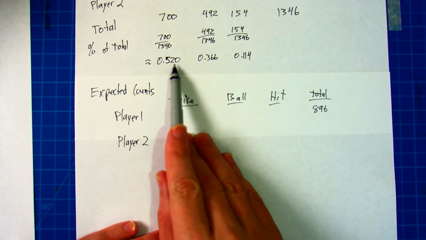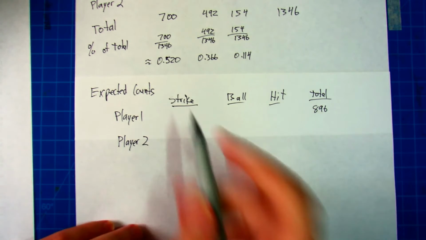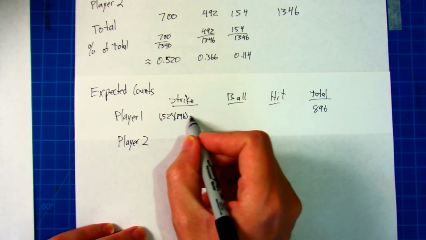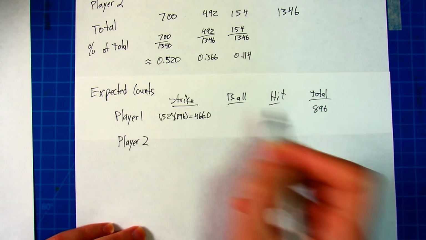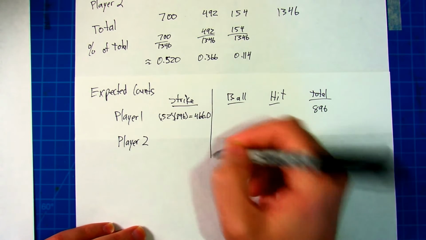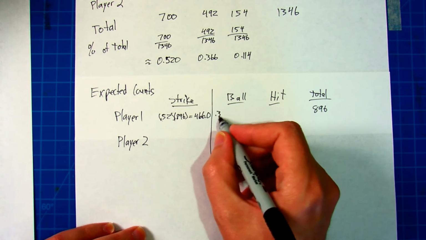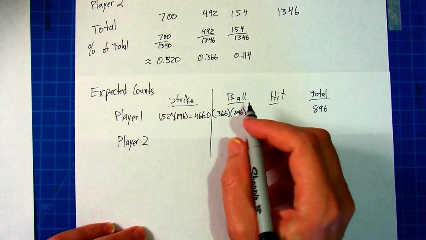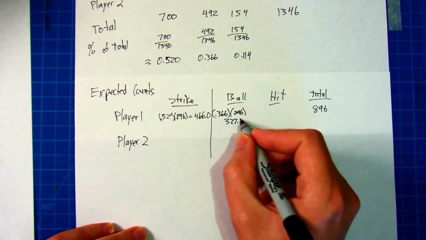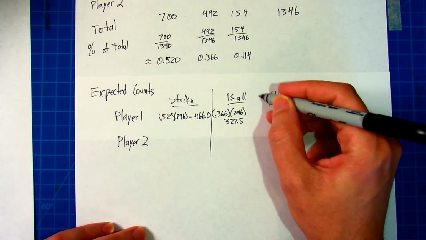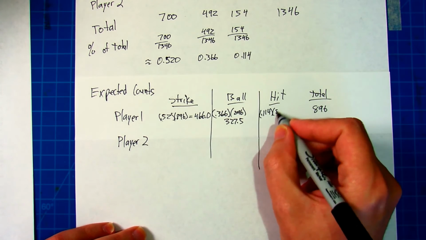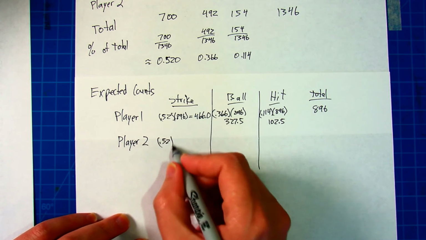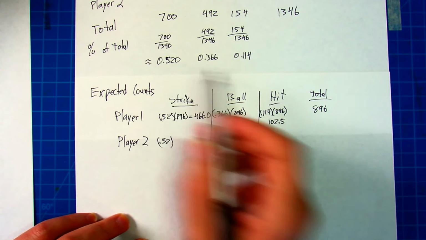So take this 52% here and apply it to 896. So 0.52 times 896 gets you 466.0. Do the same thing here for the number of balls. Take 36.6%, multiply that by 896, and you get a total of 327.5. So do the same for the rest of these, and do the same for player 2. Use that 52% overall rate with the total for player 2.